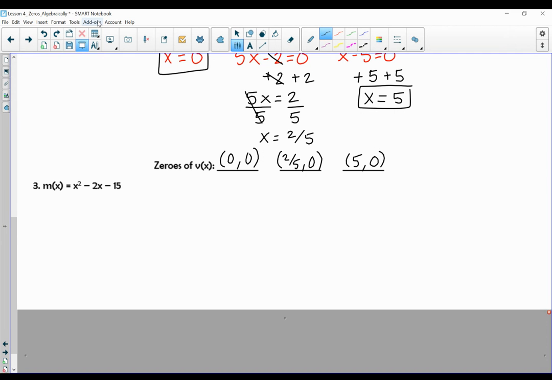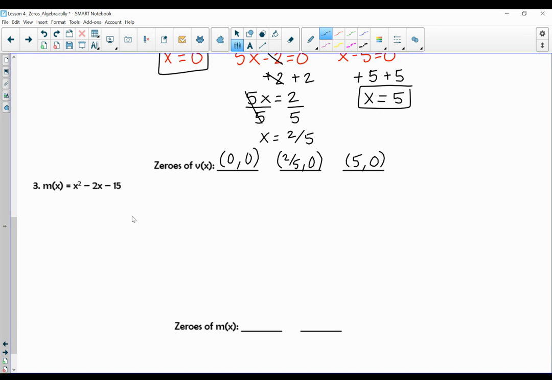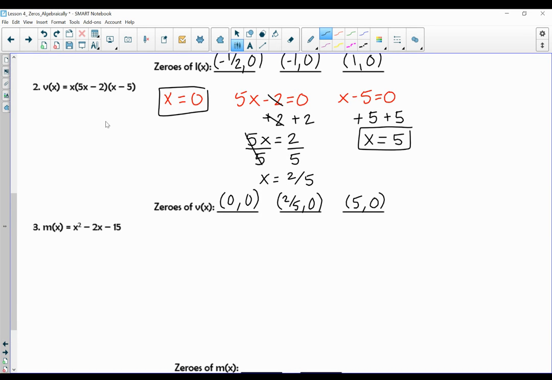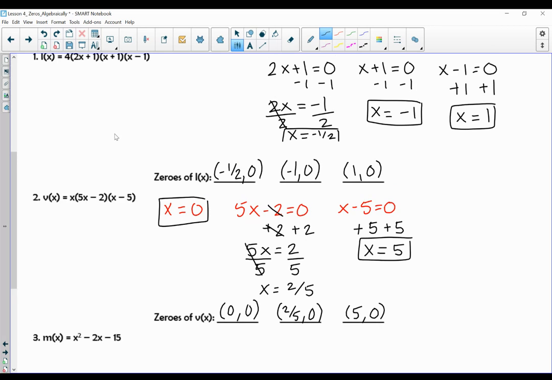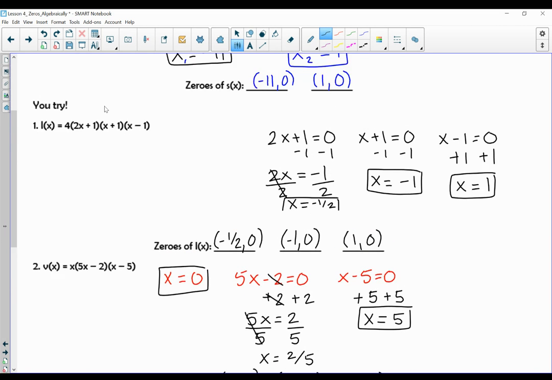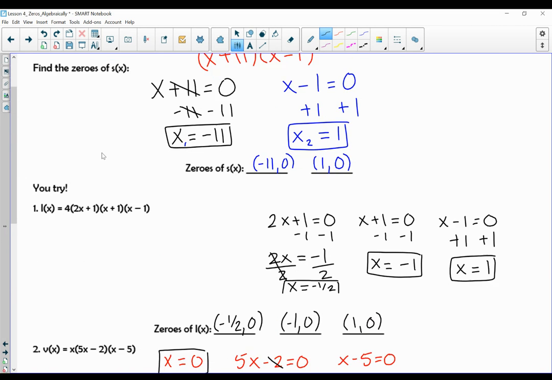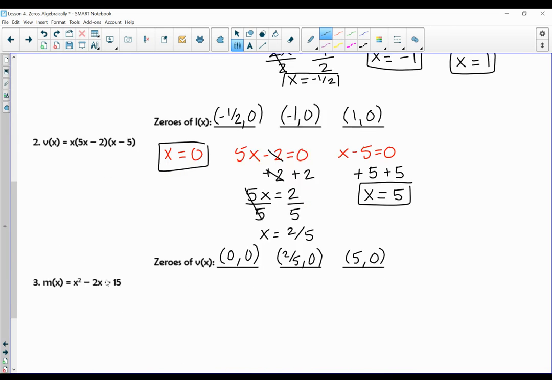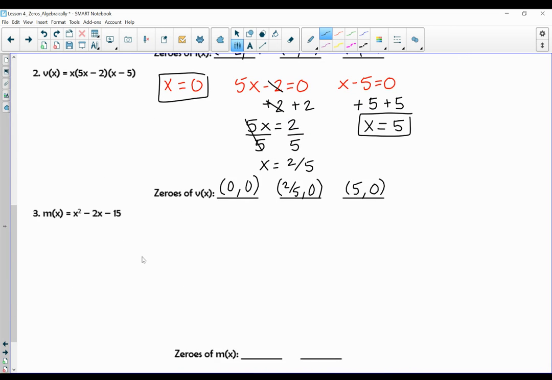So finally, here's number 3. Number 3 is different from the other ones. Automatically, we should be able to see that. The first three are already in factored form. This one is not. So that means the first thing I have to do is factor it.